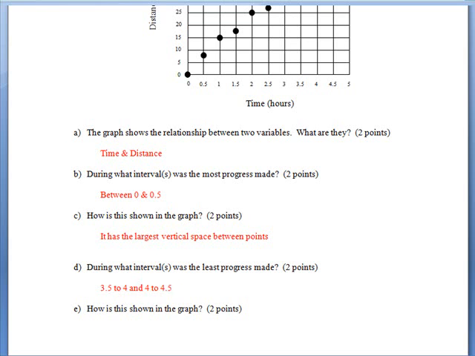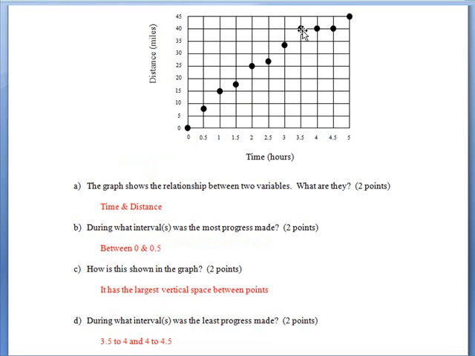E reads, how is this shown in the graph? And we pretty much went over this. It has the smallest vertical space between points. There was no jump between the points. See, there's no jump here.